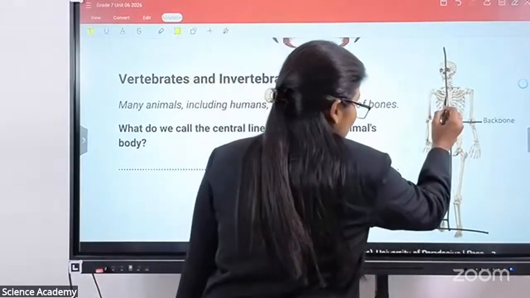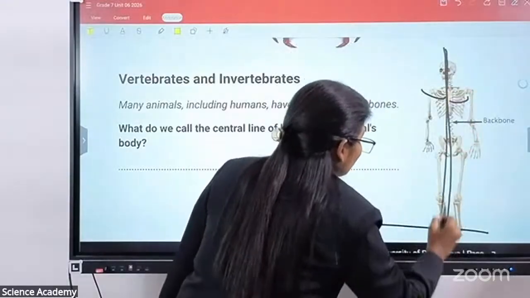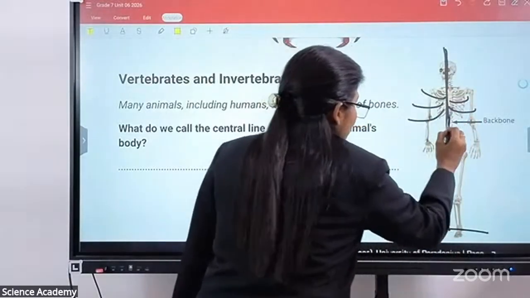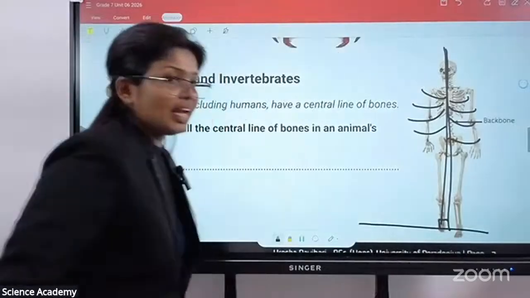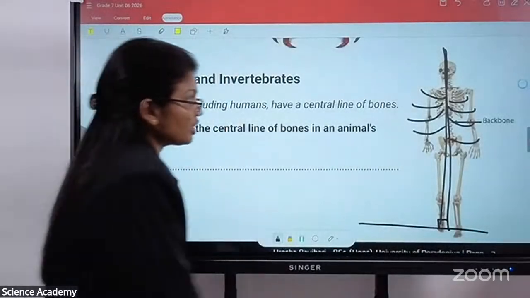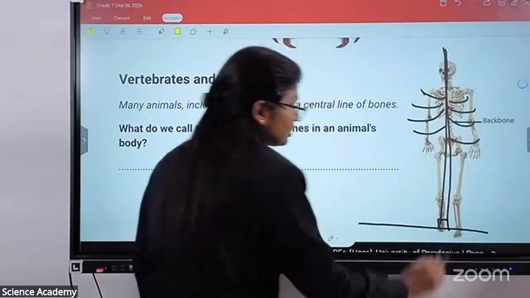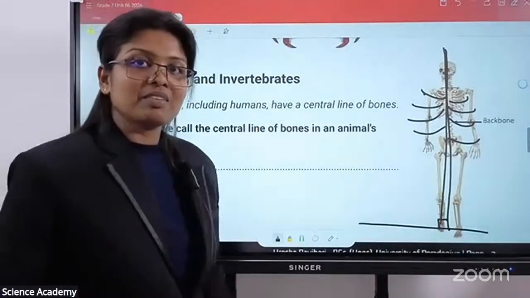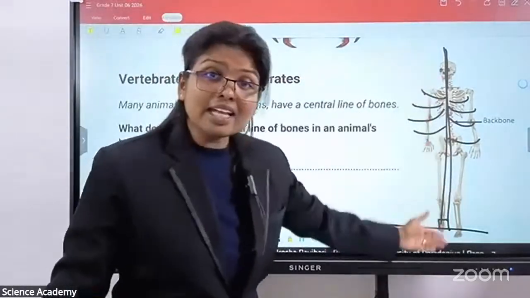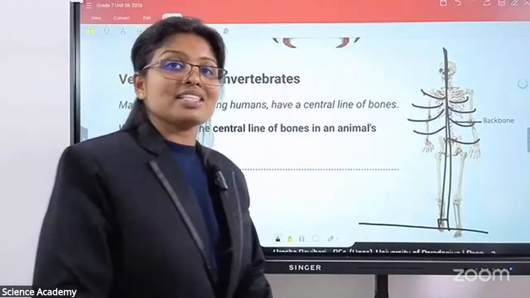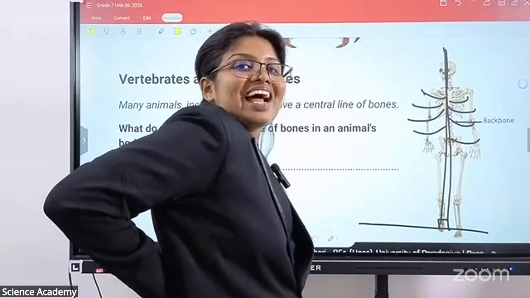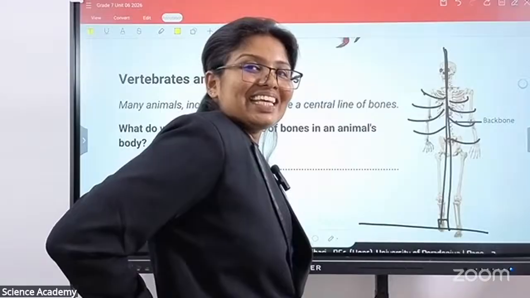Children, can you see the central line of the bones? The other bones are fixed into this middle line. The central line of the body is called the backbone.